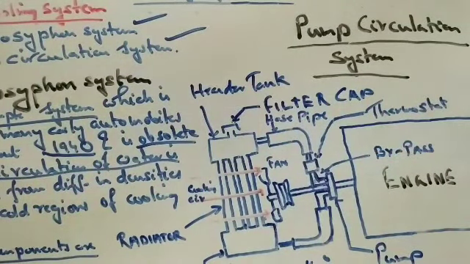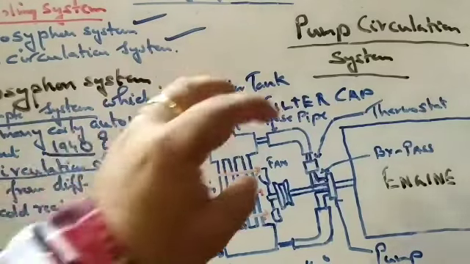Now what is the purpose of the thermostat valve? We know the function of a cooling system is to maintain an optimum temperature. The cooling should be at a certain level, and it should not cool beyond that level. If it cools beyond that level, what will happen? The problems I have discussed, engine seizure will take place, and if there is too much cooling, there are other problems I have discussed. So the thermostat valve serves that purpose.